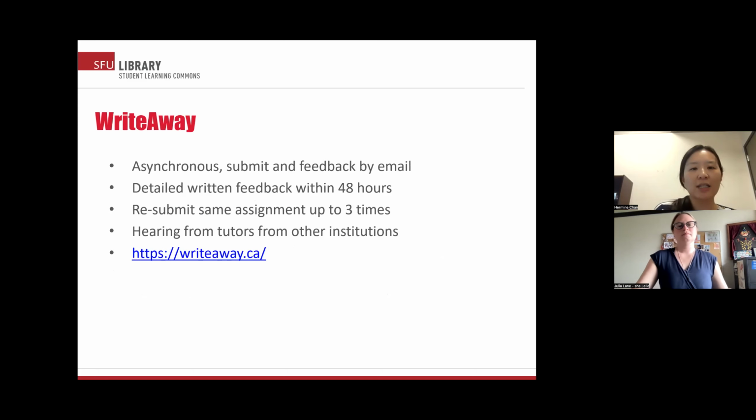And Right Away is an asynchronous service. So if you finish your work at 2 a.m. at night, you can just email, submit it to rightaway.ca and get feedback by email. So usually it takes about 48 hours for people to get back to you, and you can resubmit the same assignment with the revisions up to 3 times.